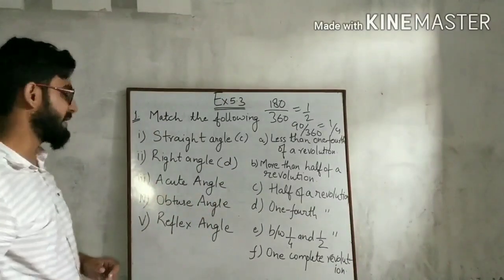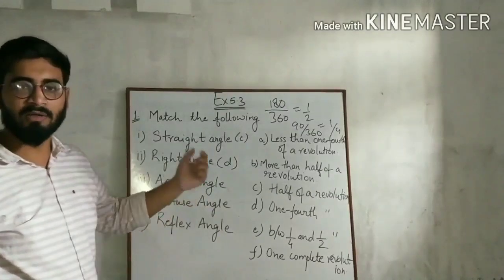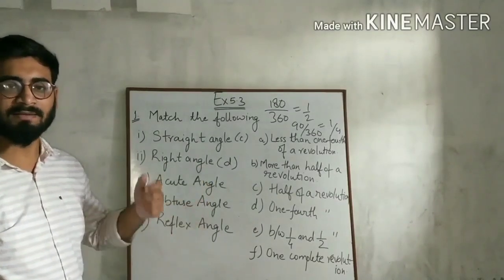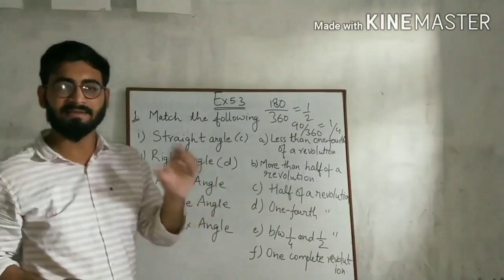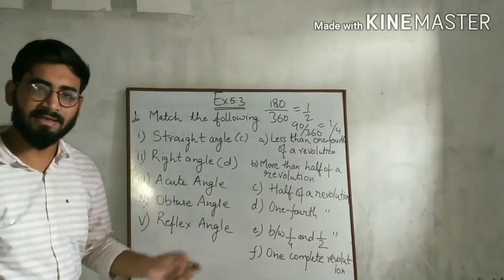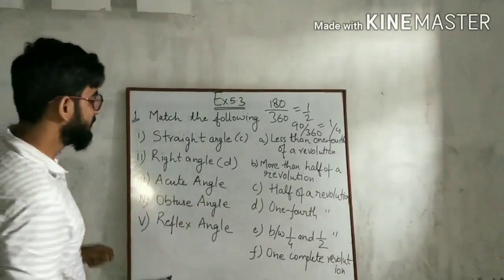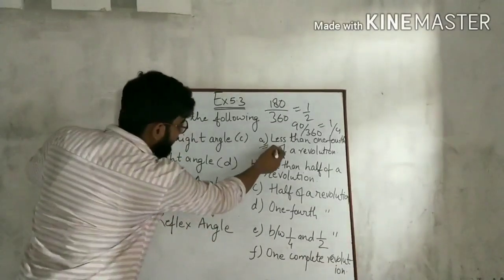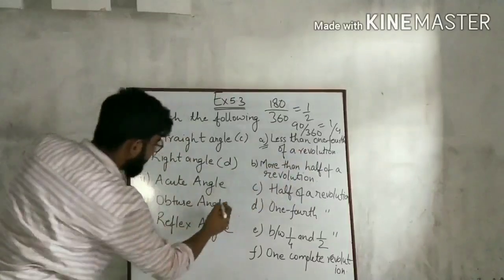Now the third part, acute angle. Just now we have discussed acute angle. What is acute angle? An angle which is less than 90 degree. That means its revolution will be less than 1/4. So it will match with A part. See, less than 1/4 of a revolution.